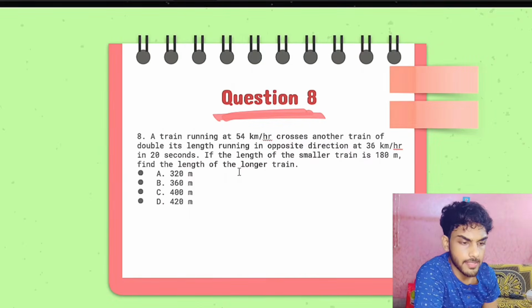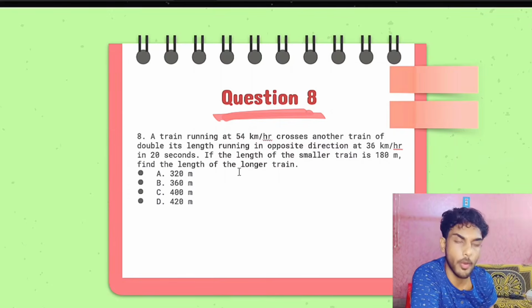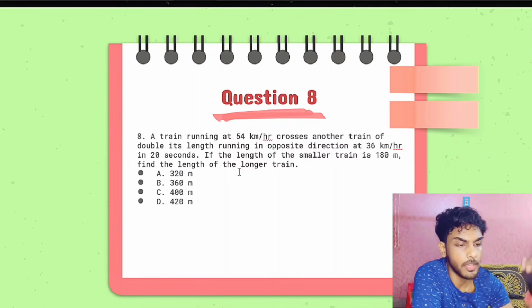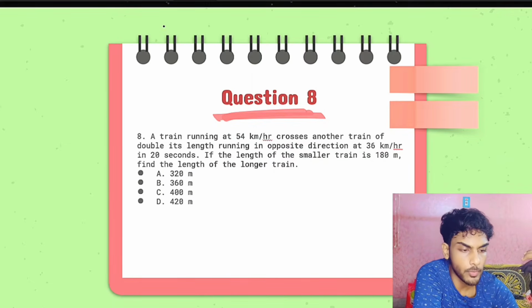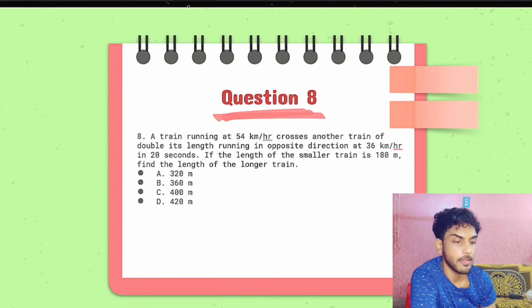Question number 8 says a train running at 54 km per hour crosses another train of double its length running in opposite direction at 36 km per hour in 20 seconds. If the length of the smaller train is 180 meters, find the length of the longer train.